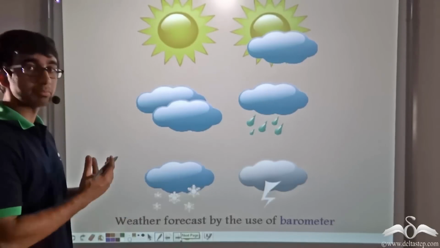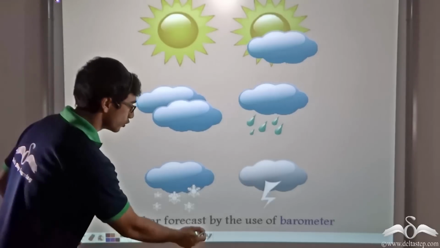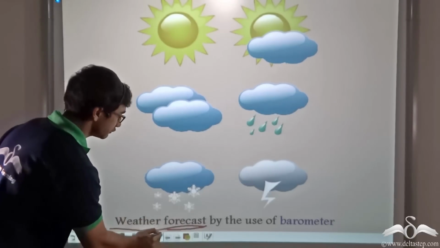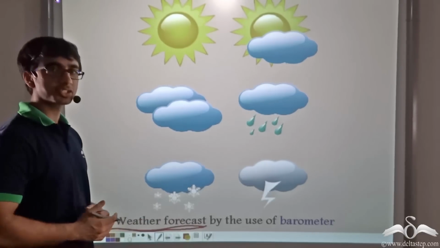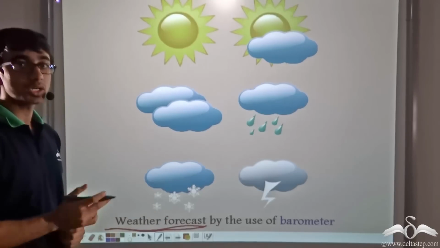Now with the help of this barometer, we can actually use it to forecast the weather. Weather forecast to an extent is quite possible with the help of a barometer. Let us find out how.